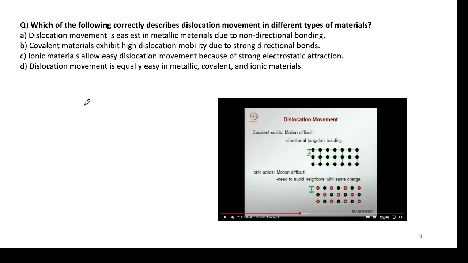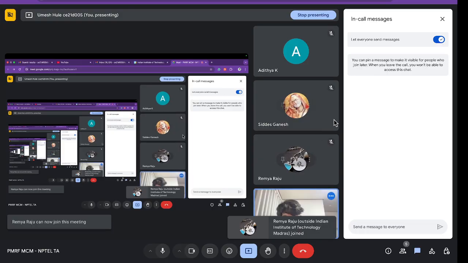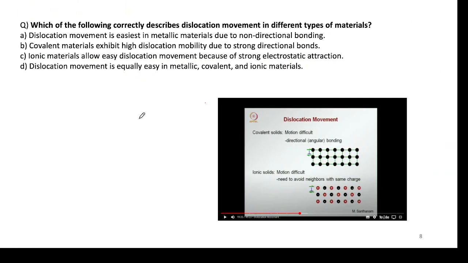Try to say which one will exhibit the highest amount of dislocation compared to ionic, covalent, and metallic. Yes, please try to answer this question. It's easy: which one of the following correctly describes dislocation movement in different types of material? You have ionic bonding, covalent bonding, and metallic bonding. Which type of bonding will have the highest amount of dislocations and why?